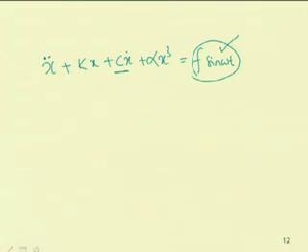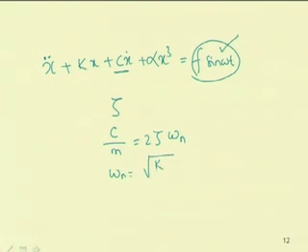So, one can find the value of zeta. One knows that c by m equal to 2 zeta omega n, and omega n equal to root over k by m. So, in this case one can take this m: k by m equal to omega n squared and c by m equal to 2 zeta omega n, and from that one can find what is the value of zeta.